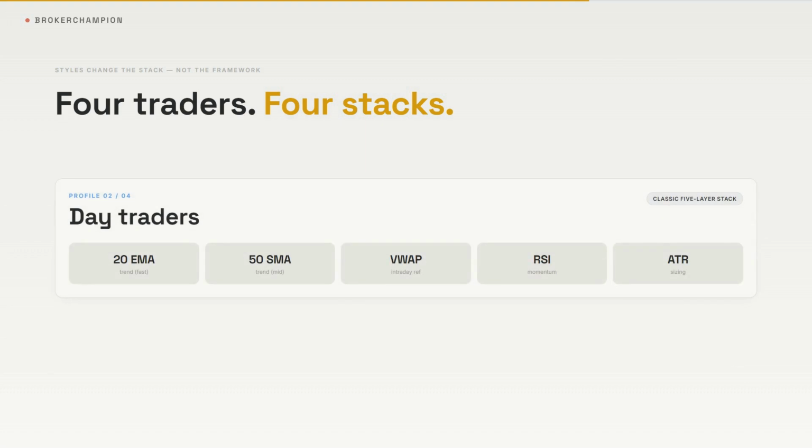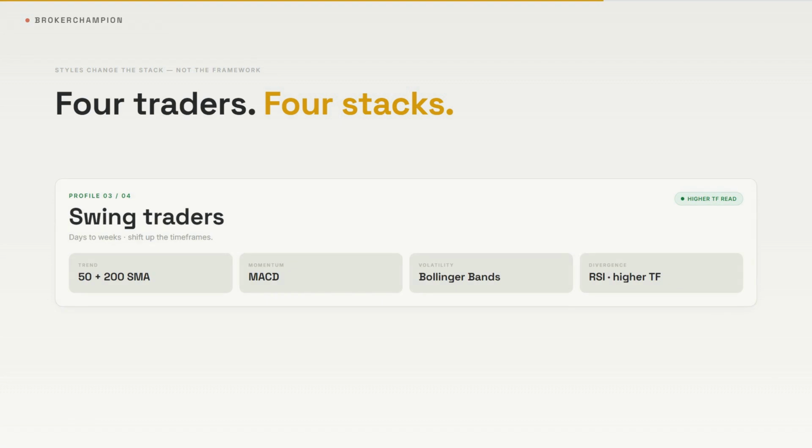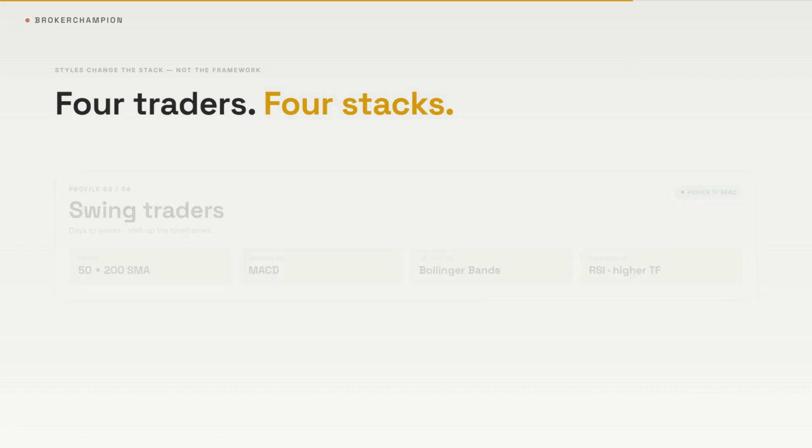Day traders run the classic 5-layer stack: 20 EMA, 50 SMA, VWAP, RSI, ATR. Swing traders shift up: 50 SMA and 200 SMA for trend, MACD for momentum confirmation, Bollinger Bands for the volatility regime, RSI for divergence on the higher time frame. Position traders barely use indicators at all: the 200-week SMA, rate differentials, the macro thesis.